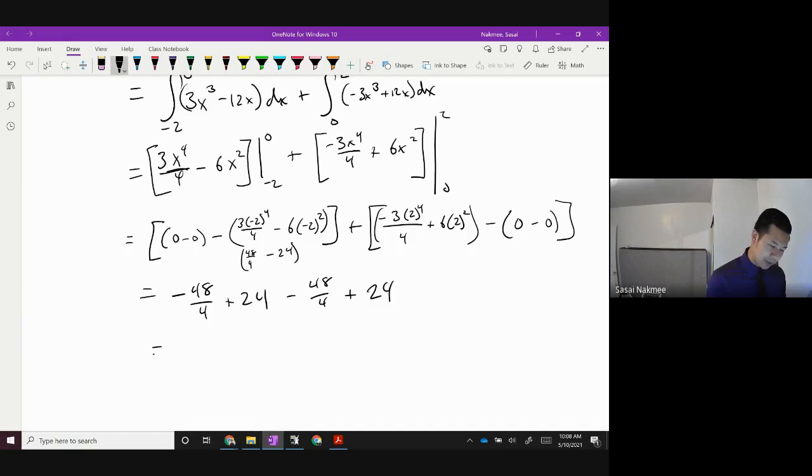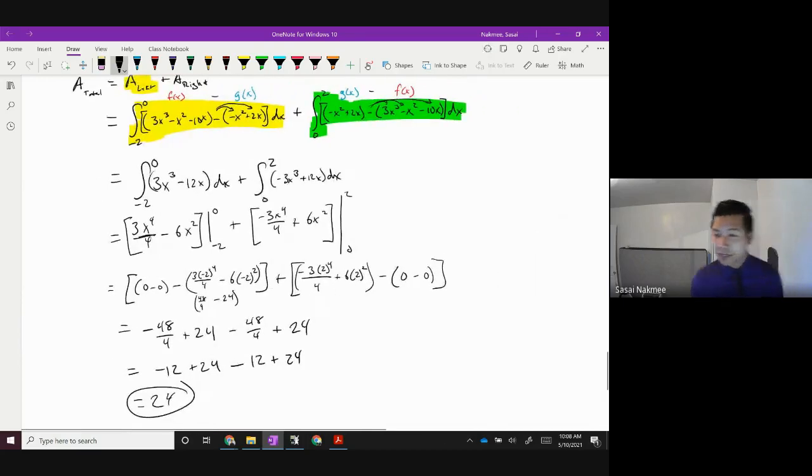I should have rewritten this, though. This is 48 over 4. Why am I writing it as 48 over 4? That's just -12 plus 24. This is -12 plus 24. I believe this simplifies out to just 24. Did some weird math with those fractions there, but that's what that's going to simplify to. So that's what that area is going to come out to be.